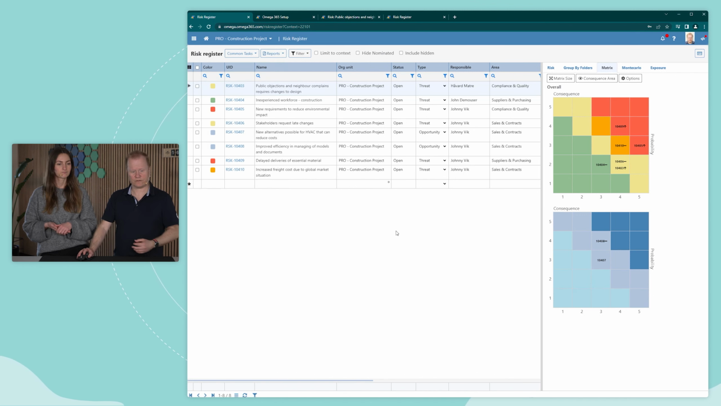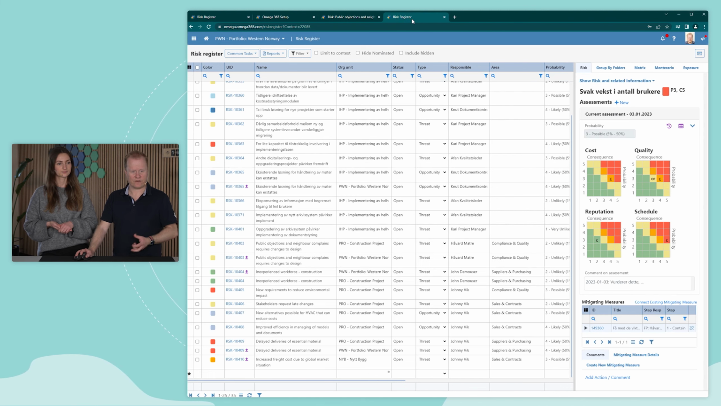Yes, and what's also very good with Omega 365 is the organization structure, which makes it possible for you to navigate to a higher level in the organization structure. Over here, I have set my context to be the portfolio. Then I will see all the risks in the different projects in this portfolio.